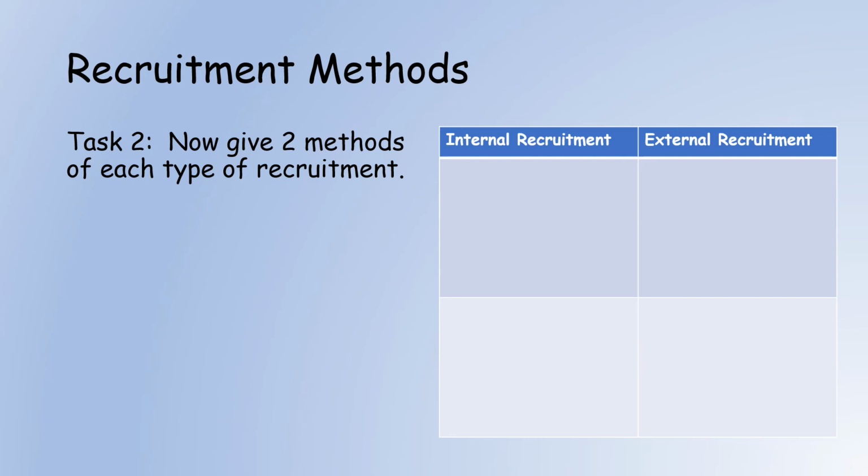Here, have a little think about that and try to give 2 methods that a firm might use to internally recruit and to externally recruit. Give it some thought and try and fill in the table that you see on the screen.